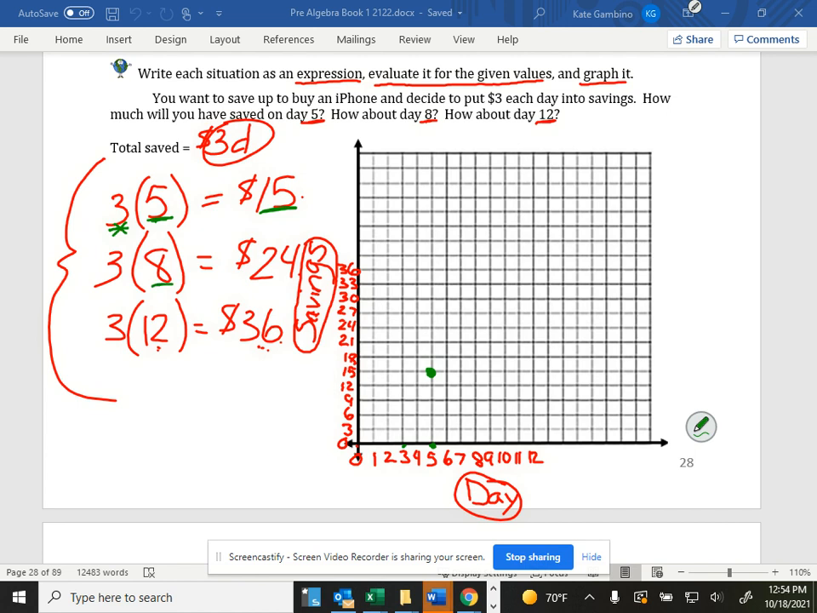Then I'm at day 8, I'm at $24 in savings. So I go to day 8, and I go up to $24 in savings. When I'm at day 12, I'm gonna go to $36. That's all you have to do to graph it. You don't have to draw the line connecting them. It just says graph it, so you just put the plot on the graph. Okay?